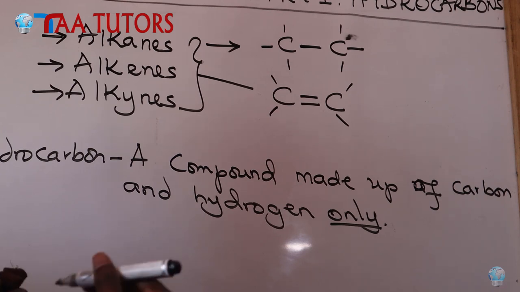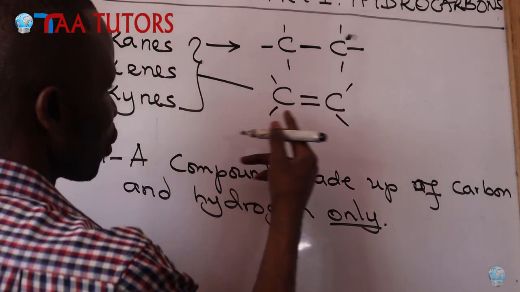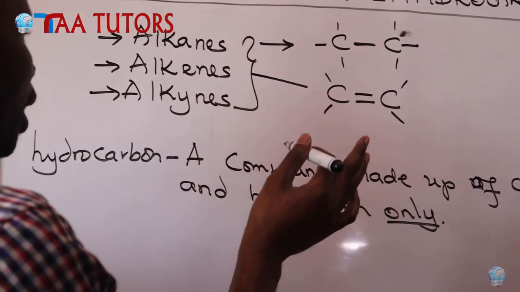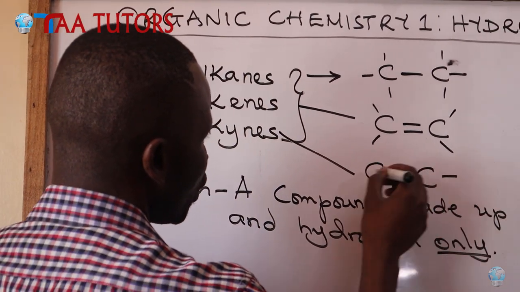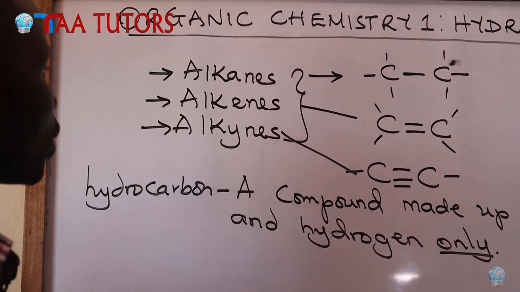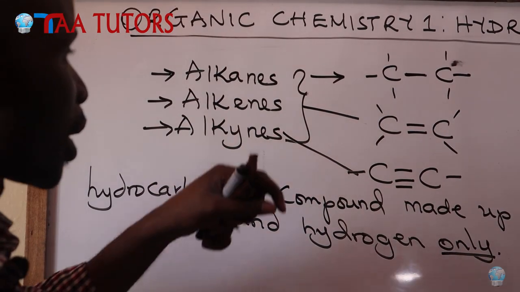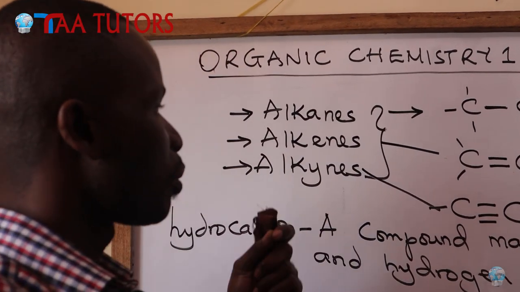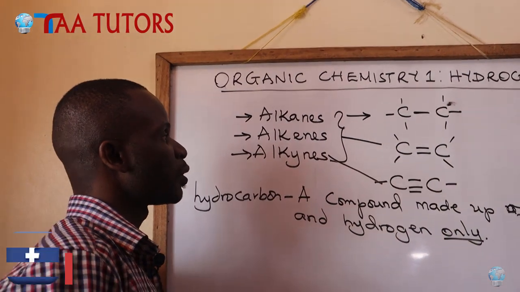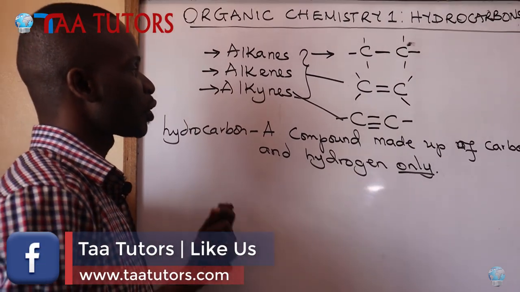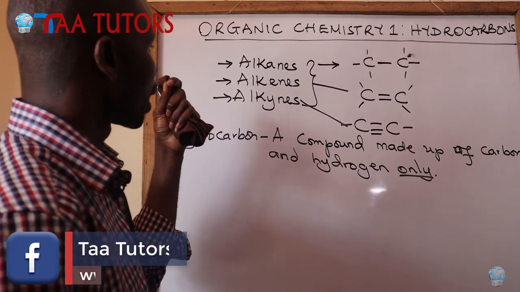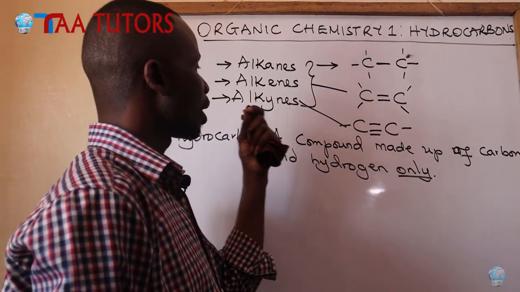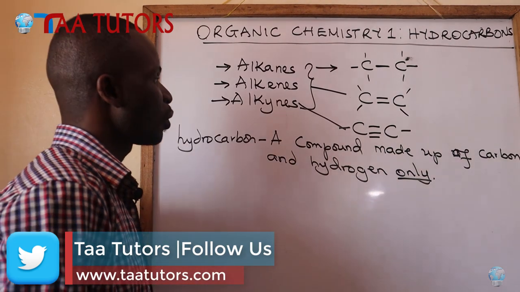Because I've said that these compounds are made of carbon and hydrogen, it means that any other thing that is going to attach to these bonds will be hydrogen. Then alkynes will have a triple bond. So you realize that the only thing that differentiates these families is the number of carbon-carbon bonds they have. If you have a single carbon-carbon bond throughout the structure or the displayed formula, we say it's an alkane, alkenes have a double bond, and alkynes have a triple bond.